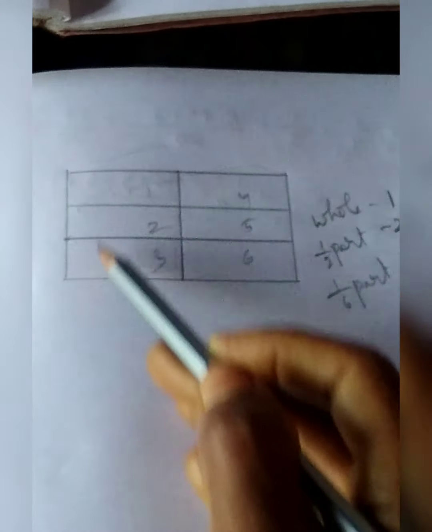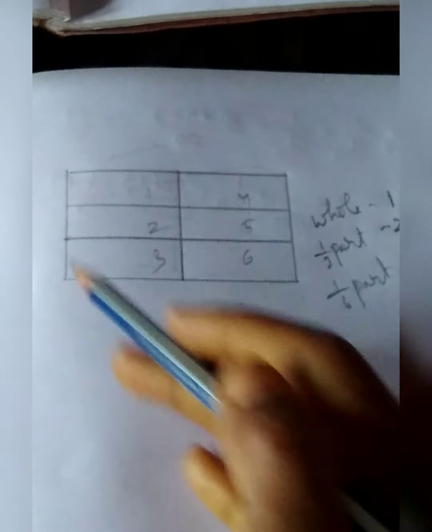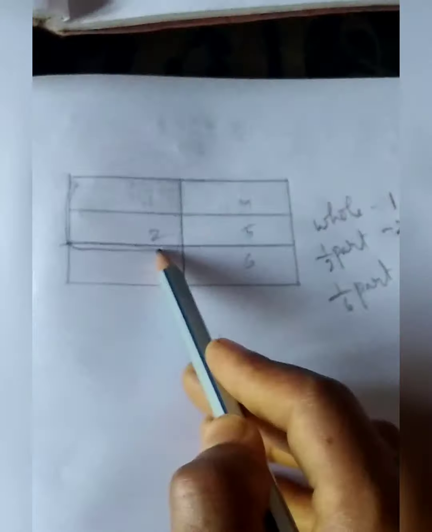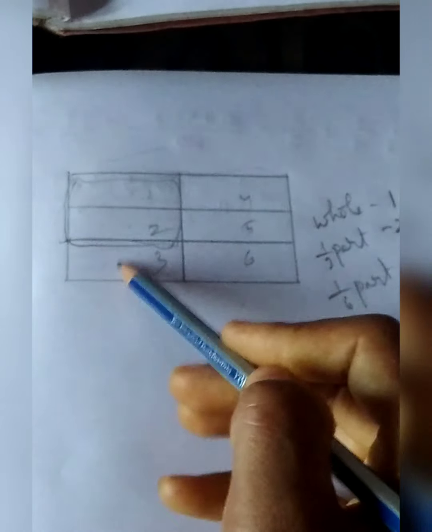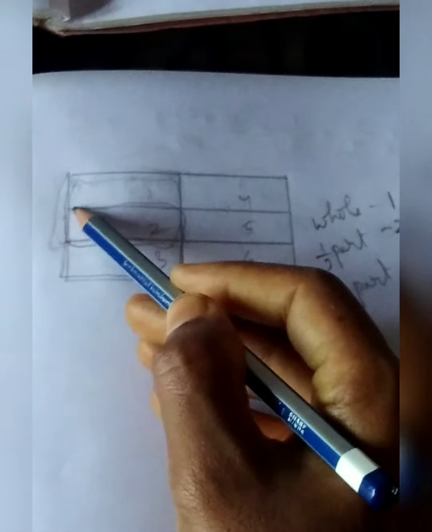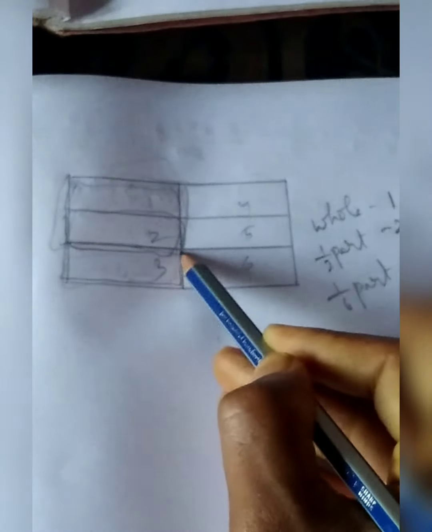Next, now we will talk about 2/6 part. It means out of 6, he divided the total rectangle into 6 parts. In those 6 rectangles, we will take 2 rectangles at a time. So 1 and 2. Now we will count how many we have. This is 1 rectangle, and now I will take these 2 rectangles at a time. So this is 1, and this is 2, and this is 3, and this is 4.